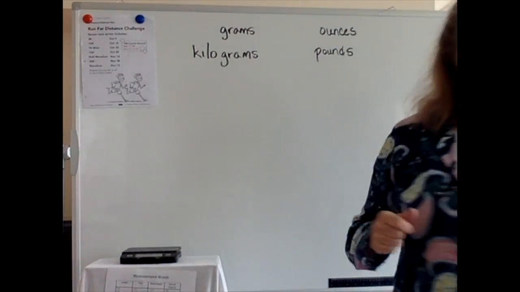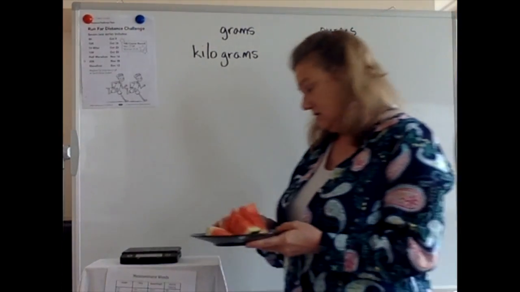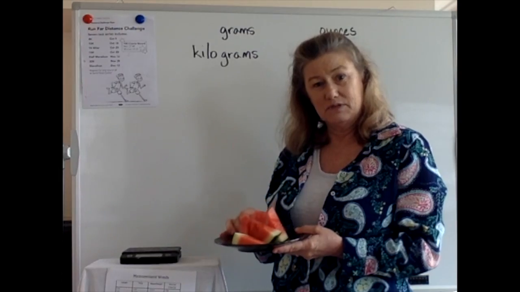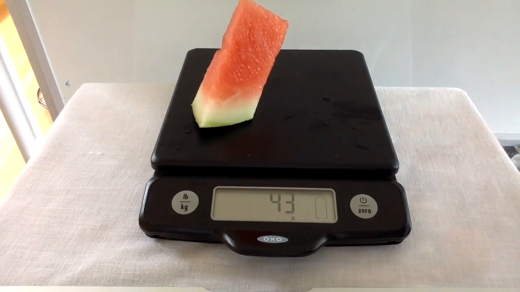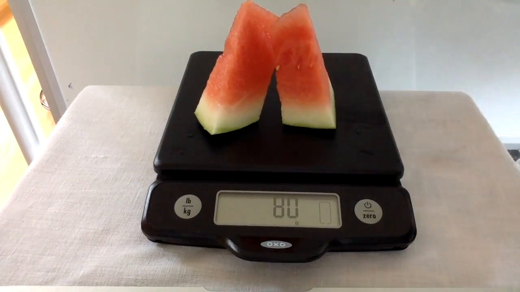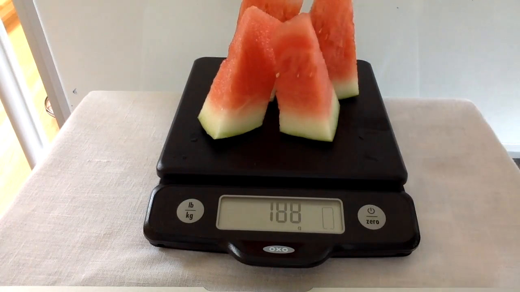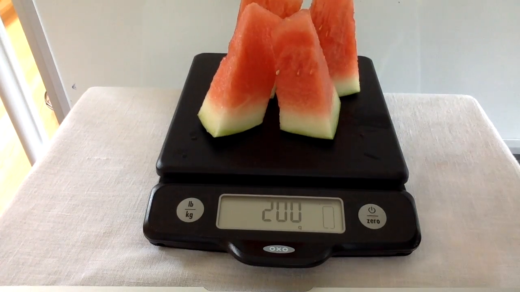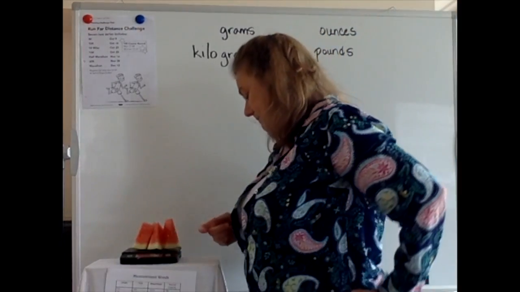And our runners want something to eat on their trip. So we got them some watermelon. Let's see how much watermelon would be good for the runners after they finish their race, as a snack. Watermelon is great because there's a lot of water. I think these 4 slices seem about right to me.